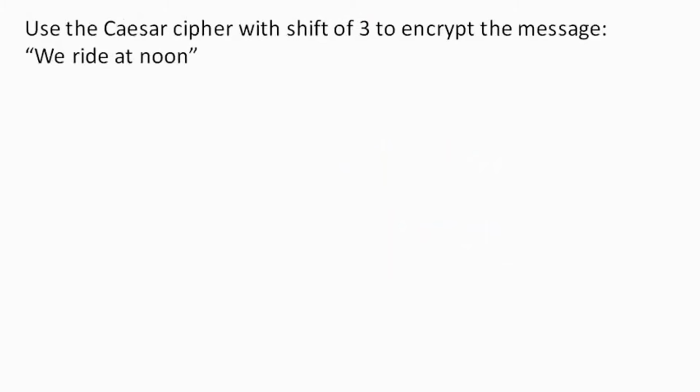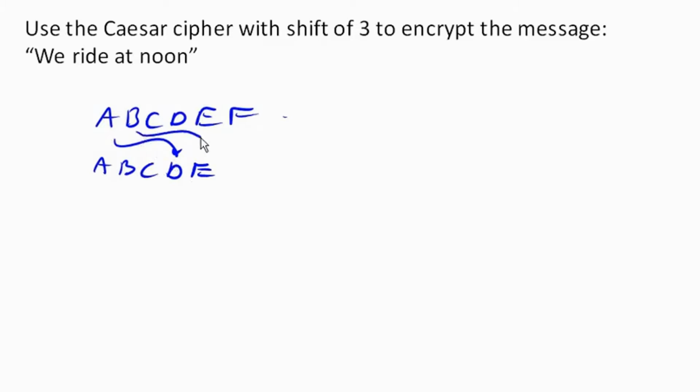So let's use a Caesar cipher with shift of 3 to encrypt the message we write at noon. The Caesar cipher is also called a basic shift substitution cipher. The idea is that we're going to take the alphabet, A, B, C, D, E, F, and so forth, and we're going to shift it several spaces. In this case, we're going to shift A 3 spaces over, and so A is going to map to D, B is going to map to E, and so on and so forth. So we're going to shift the alphabet over.